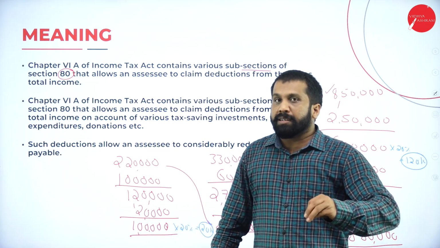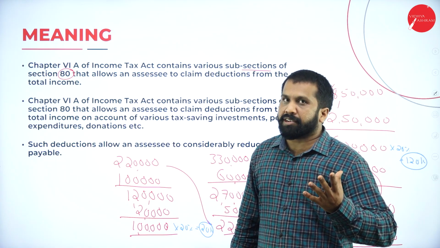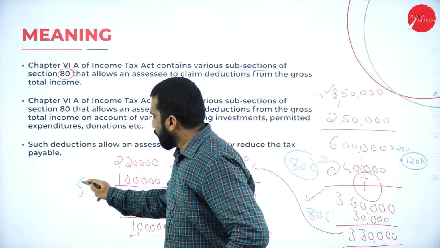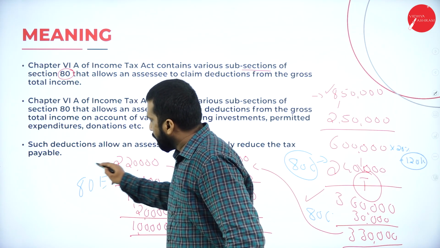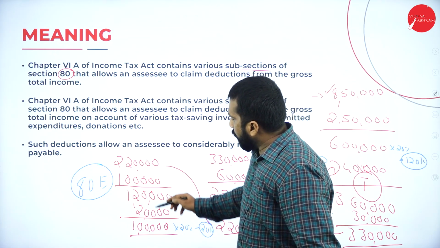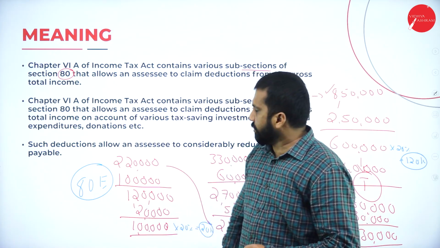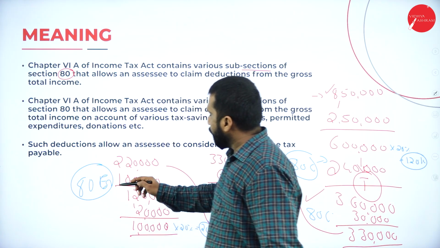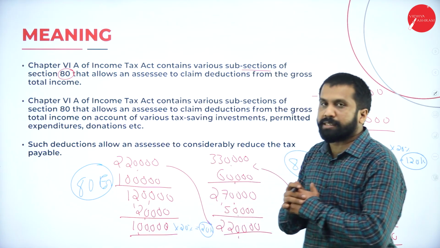Then 1,00,000 I paid as interest on my education loan. It will come under 80E. For each concept we have a separate deduction. Now, after that, again 20,000 I made. Sorry, this one is a donation. For donation, it comes under 80G.